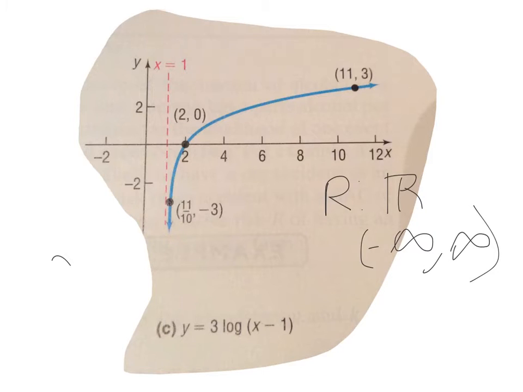If you notice, for a vertical asymptote, the domain never goes past the x value of 1. So since the domain never goes past there, there's a vertical asymptote at x equals 1.